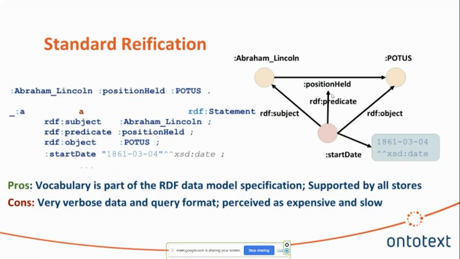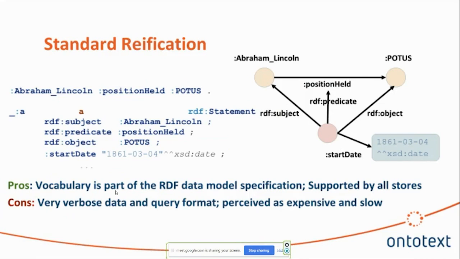Then we specify also what is the predicate, and then the object, and then we attach as many additional properties as we need based on how we are planning to use the data, whether it could be start and end date, or it could be, for example, source of information, who stated this particular statement. It could be an official source from the White House, or it could be, for example, a newspaper or something else. So we can, in this way, model the data.